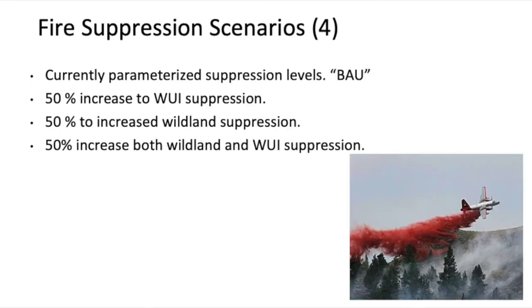All right, fire suppression scenarios. Again, if you're thinking about how many scenarios we're getting into here. Currently parameterized fire suppression is business as usual. And we decided to look at this a little bit more spatially. Okay, so a 50% increase in WUI suppression, just along the WUI areas, and a 50% increase in wildland suppression only. So these 2 should say WUI only and wildland suppression only increase. And also putting those 2 together, so a 50% increase in the wildland and the WUI suppression. Are we following? There's a lot of scenarios, okay?